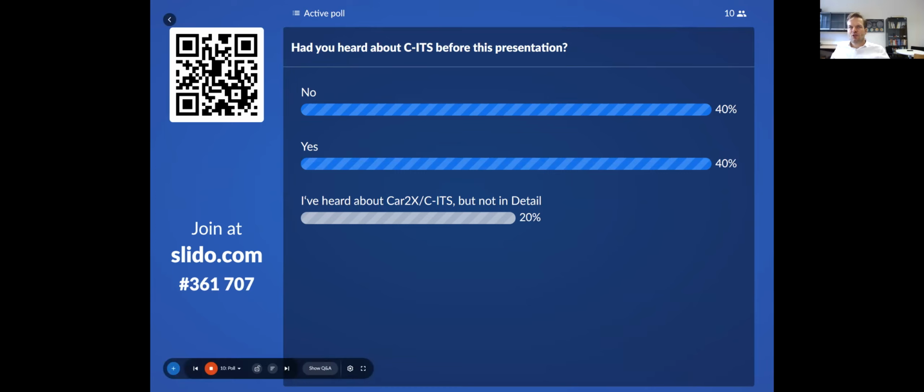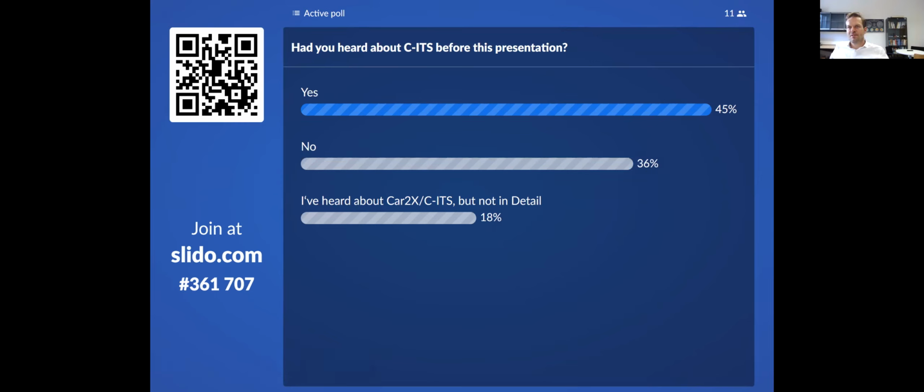So the question was, had you heard about C-ITS before this presentation? And here, the result is rather twofold. There is yes and no, and I've heard about car-to-X C-ITS, but not in detail. So there might be a slight majority which is not that highly informed about it.